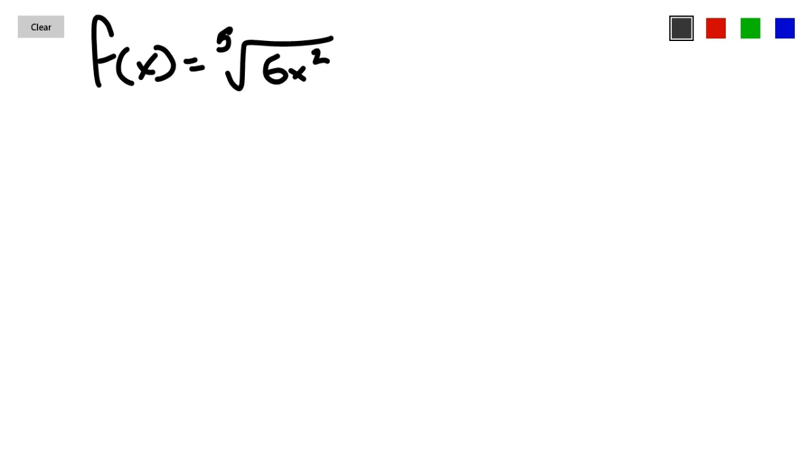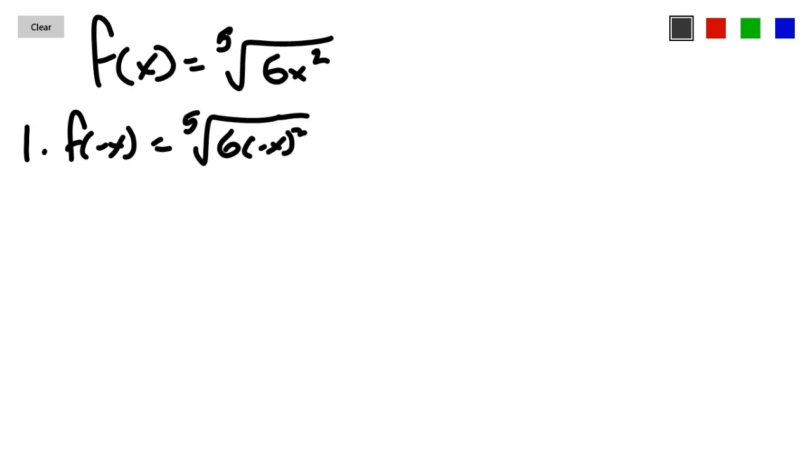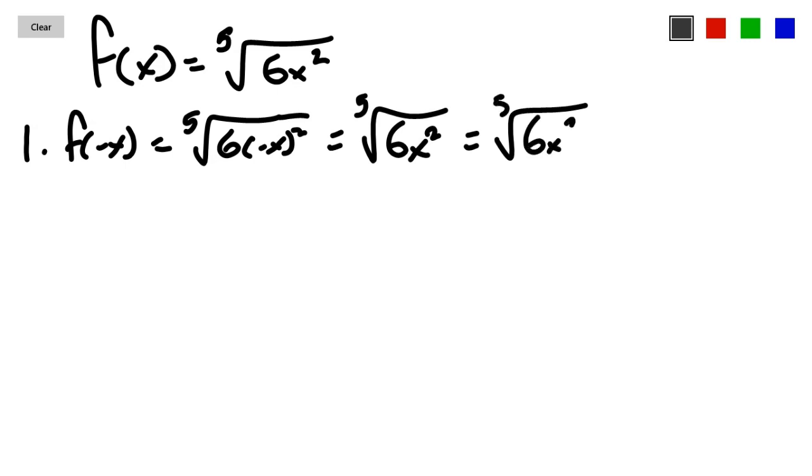Okay, in this last example, I've got f of x is equal to the fifth root of 6x squared. So the first thing that I'm going to test is to see whether or not this function is even. And I'm going to do that by plugging in negative x for x and seeing what I end up with. So f of negative x is equal to the fifth root of 6 times negative x squared. Well, negative x squared is just equal to x squared, so this is going to give me the fifth root of 6x squared, which you can see is equal to the original function. And what that tells me is that f of x is even.